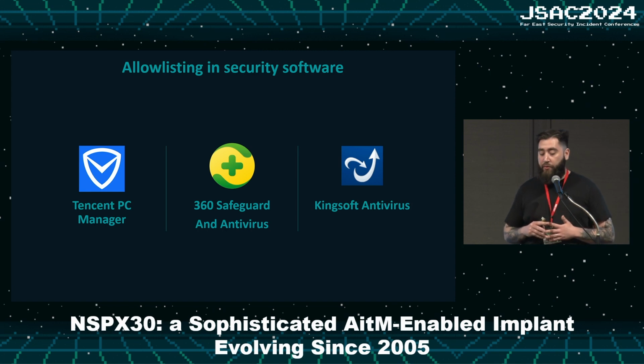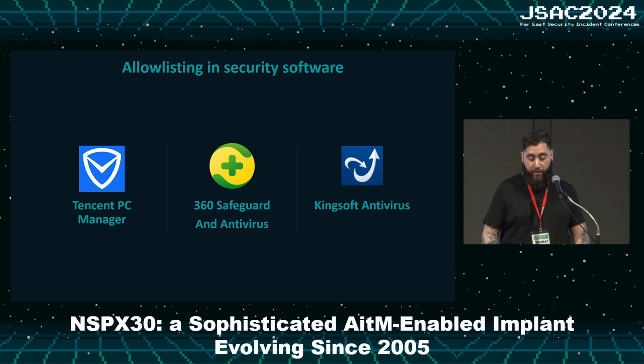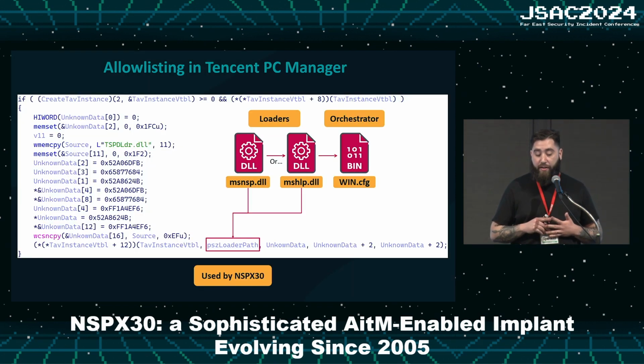Now I will describe how the orchestrator allow lists its loaders in some selected security software, including Tencent PC Manager, 360 Safeguard and Antivirus, and Kingsoft Antivirus. We believe that they chose these products especially because they are quite popular with Chinese-speaking users, and of course the allow listing is quite easy to achieve. Here is an example of how they achieved the allow listing for Tencent PC Manager. The code loads a legitimate DLL from the software that provides an internal interface that is used by the orchestrator to request the allow listing of its loaders' DLLs. We haven't seen this technique in any other malware so far.